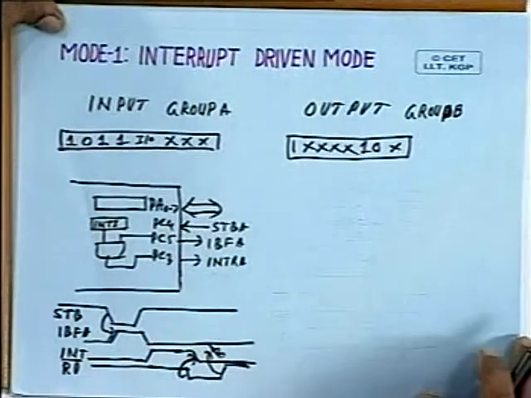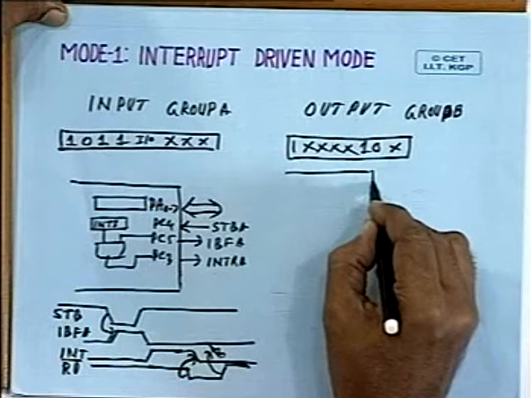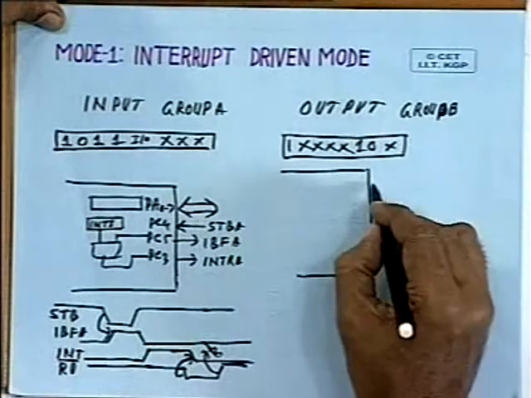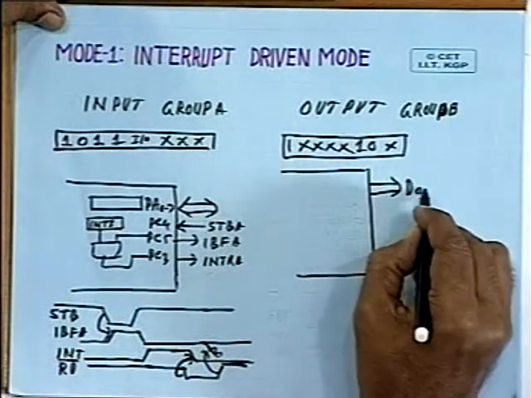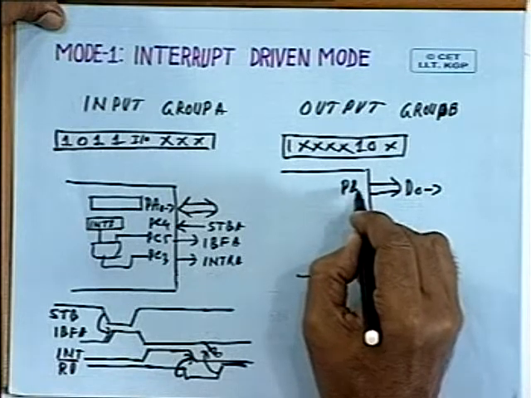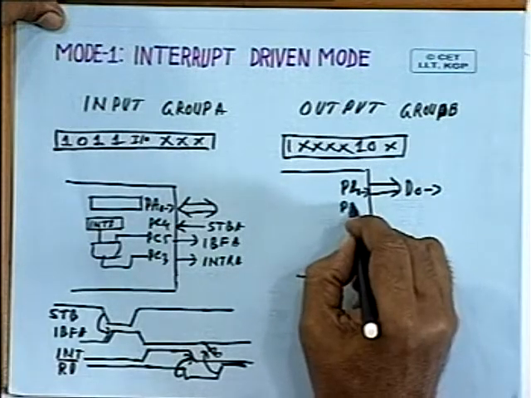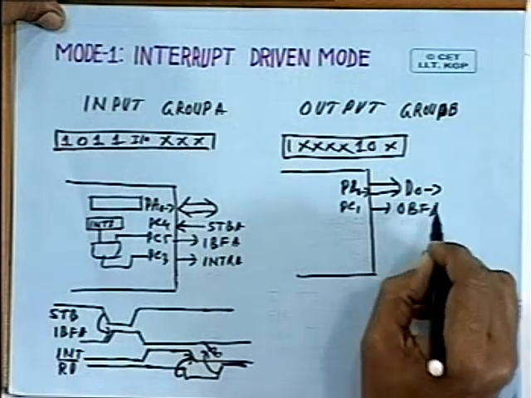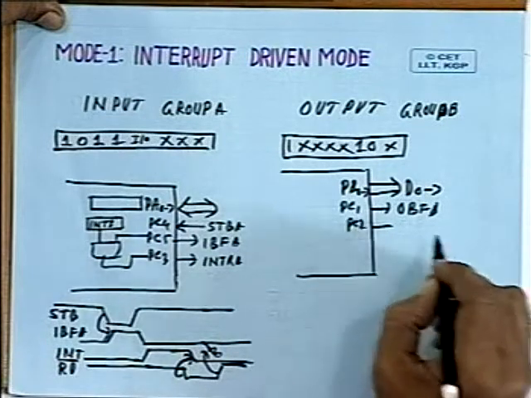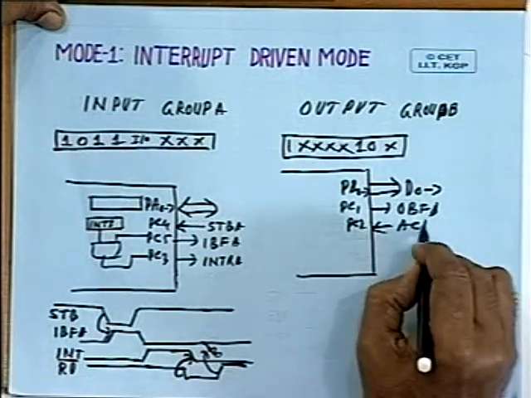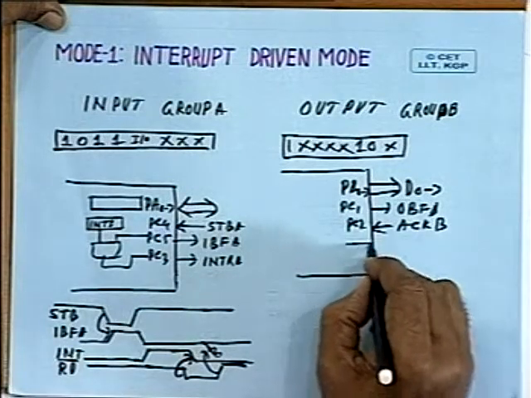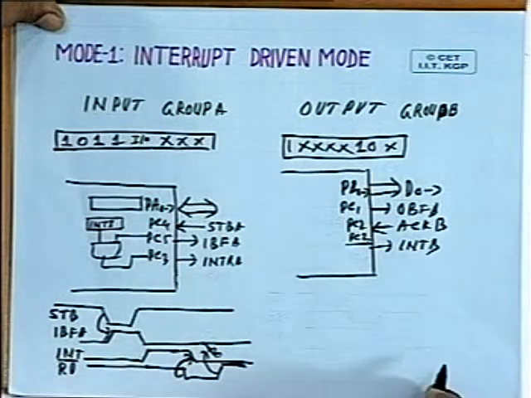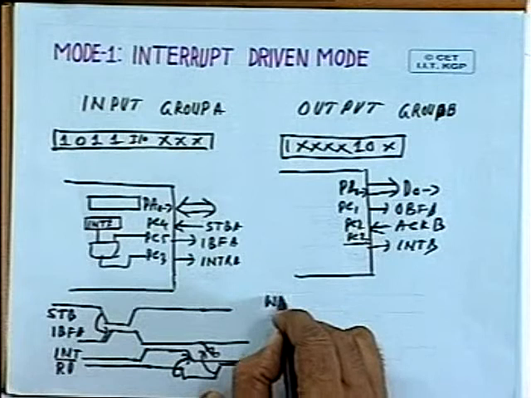It has to be 10. You have to write this into this control register, and in this case this will be acting as an output port. So, direction will be output, D0-D7, and here it is PB0-PB7, and here PC1 is your output buffer full B, PC2 is acknowledgement B, as we have already seen, and PC3 will act as interrupt B. Let me very quickly explain the operation.